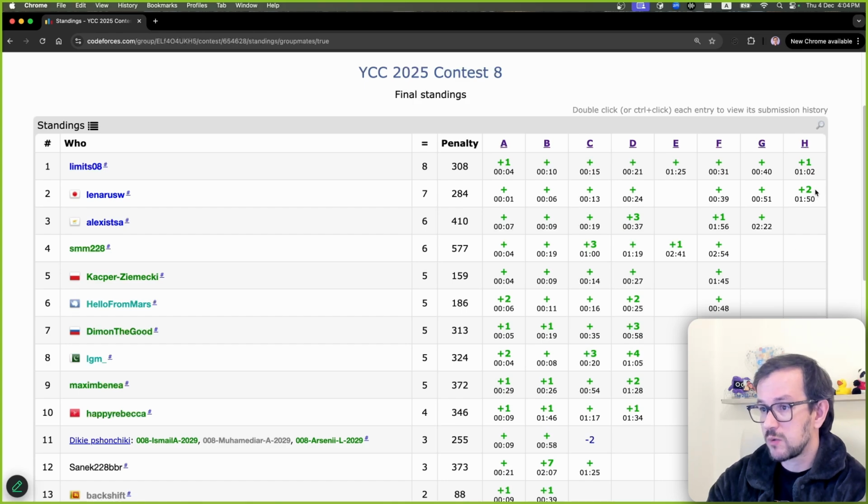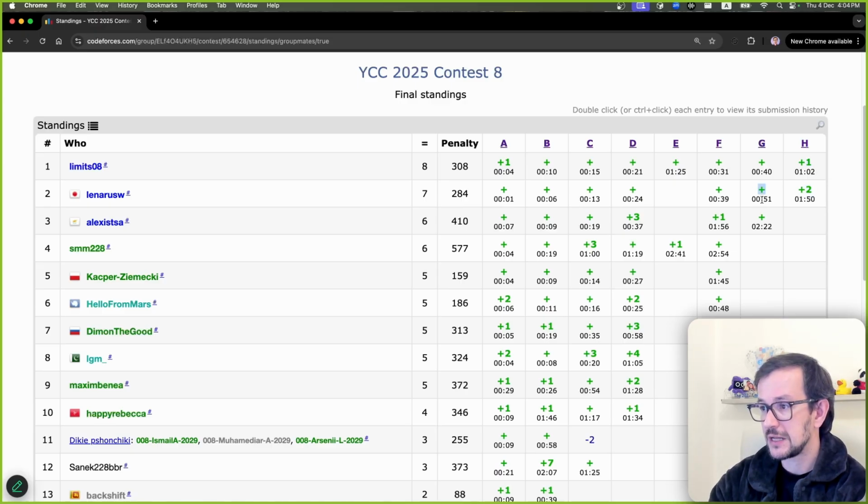Problem H is actually quite difficult, so I'm surprised two people actually solved it. It requires some advanced, I would say, modular arithmetic. Again, a very mathematical problem. But it's not more mathematical than we usually have in this contest.